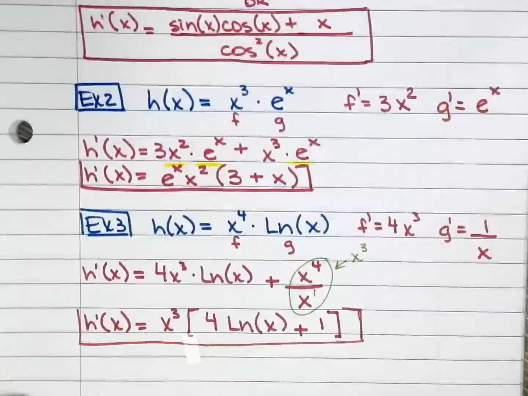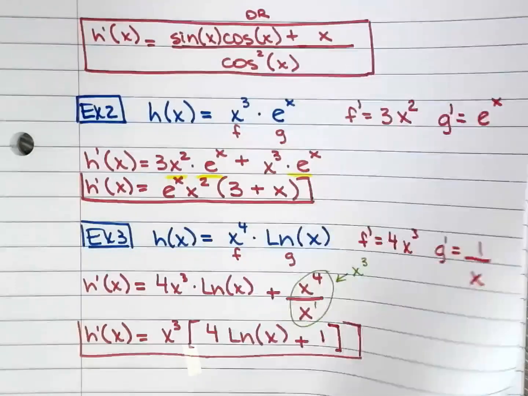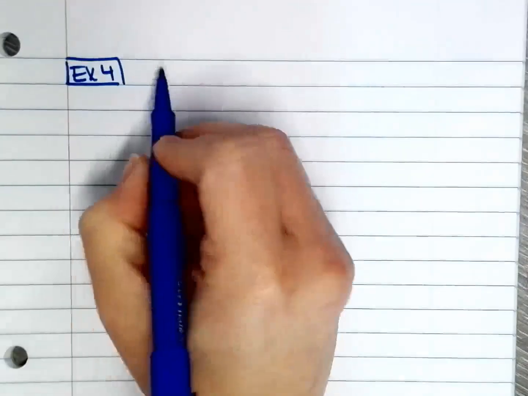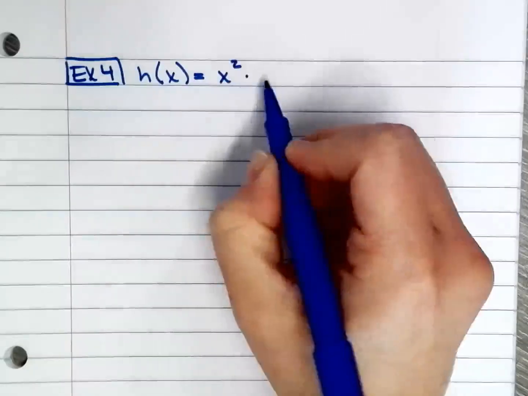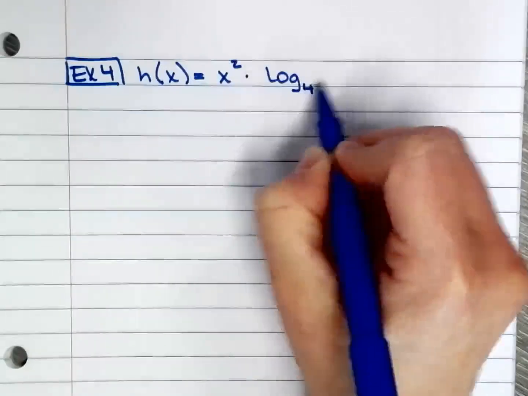Let's do one with log base 4. Because when you're finding the derivative of log with a different base, that might get a little crazy. So example 4. So let's say we have x squared times log base 4 of x.